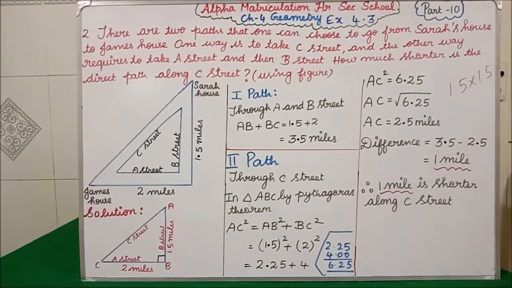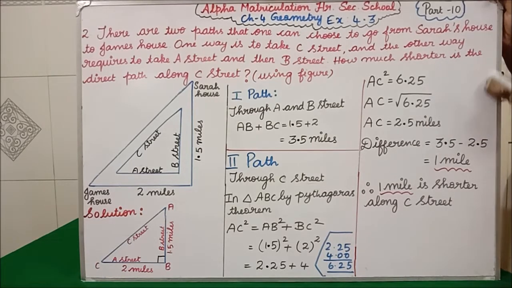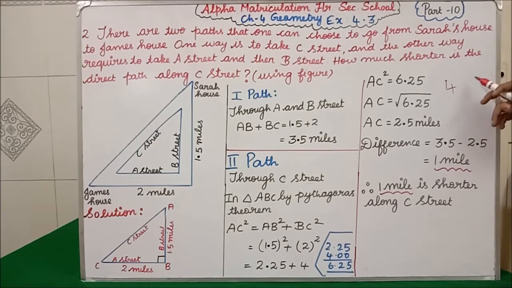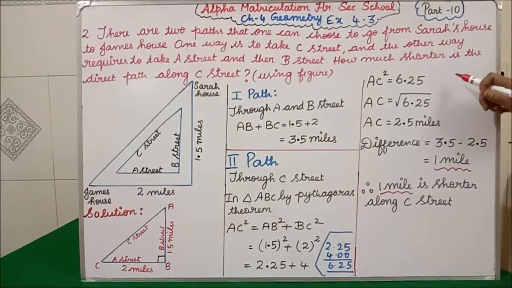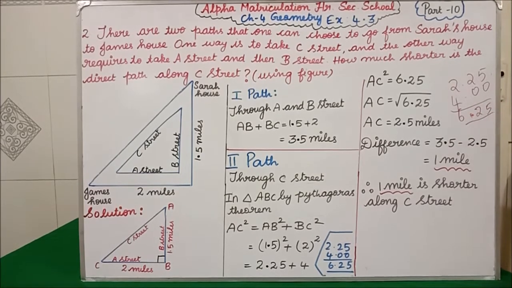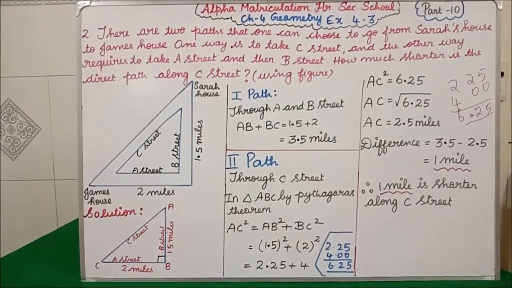Plus 2 square is what? 4. How will you add 2.25 plus 4? Here 4 alone is there, so I'll write 2.25 first. Okay, plus 4 means you have to write 4. Here no number means keep dot and put 0. Then add. What you are getting? 5, 2, dot, 6. So we are getting 6.25. You see, I have done the addition here. So what answer we are getting now? AC square is equal to 6.25.